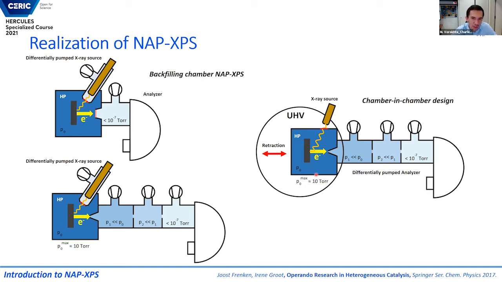Of course, if you want to prepare some catalyst in situ and you need UHV for this, then you simply retract this cell to another chamber, close the valve, and then here you can have 10 to the minus 10 millibar pressure. And you can do not only NAP XPS studies, but also UHV studies. All these chambers are called backfilling chamber NAP XPS, and this is the chamber-in-chamber.